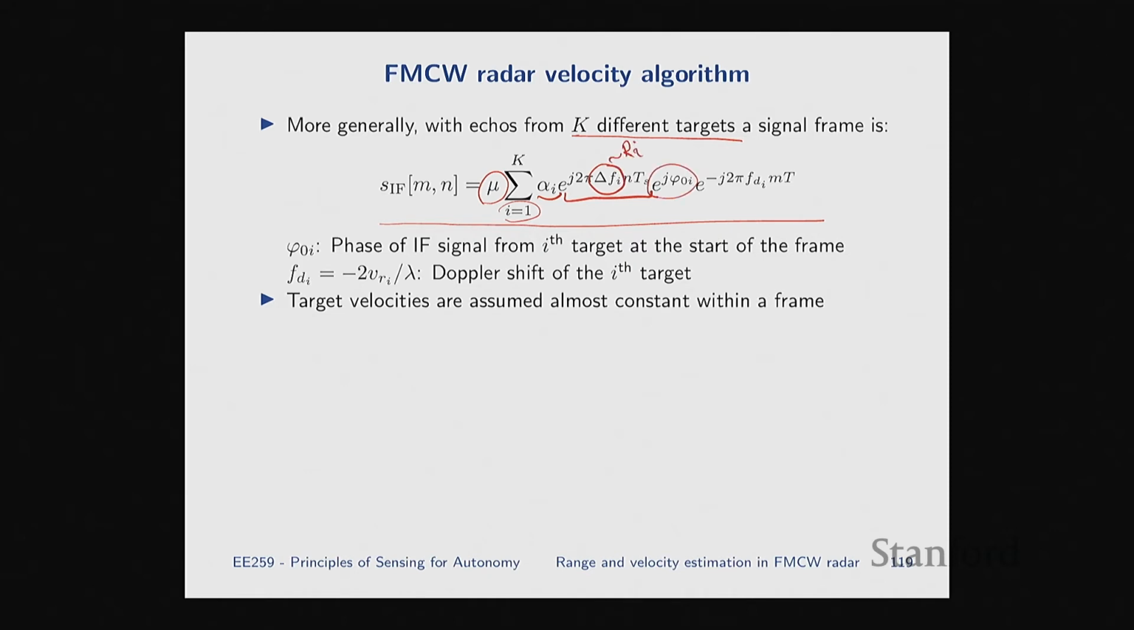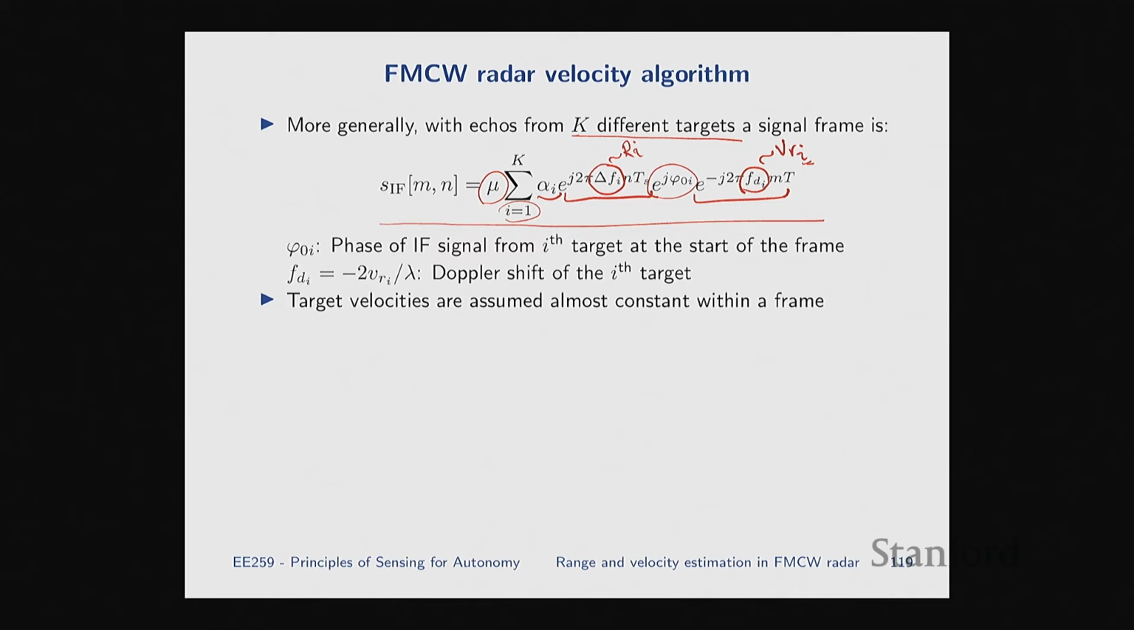It contributes a phi 0 to the starting phase of the frame, and it has this term, which is the phase of the IF signal, proportional to the Doppler frequency, which, as we know, gives us v_Ri, the relative radial velocity of the ith target. Okay, so that's the general signal model.